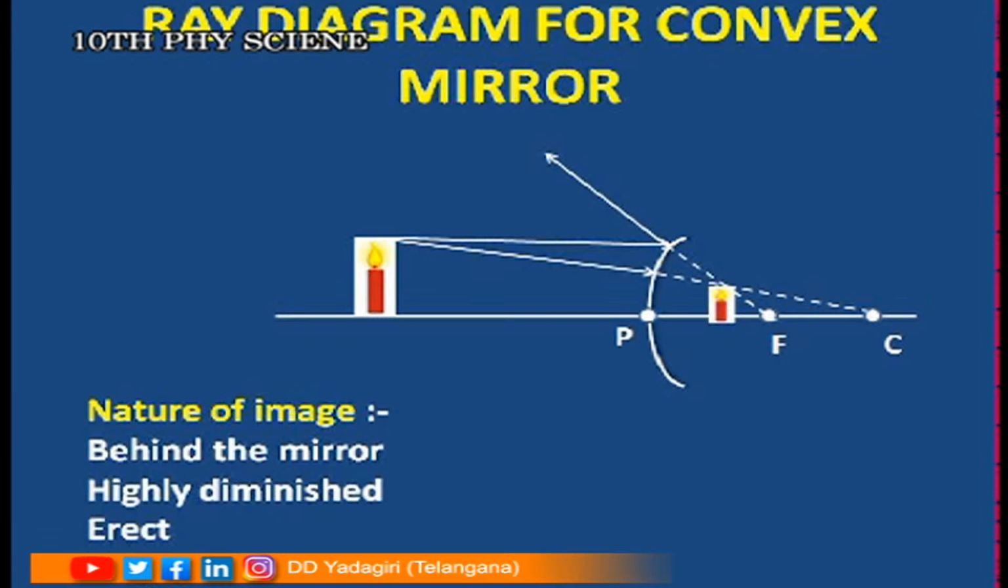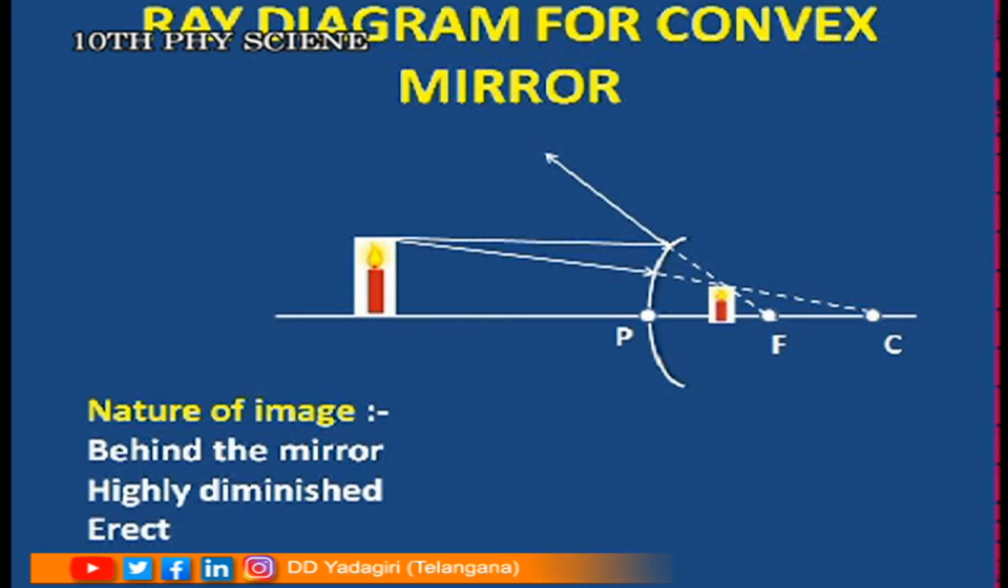The convex mirror, principal axis, pole, focus. You can see, children, it is behind the mirror, and the center of curvature. The object is placed at any position. A ray parallel to the principal axis is reflected such that it appears to be coming through the focus. Next, a ray which appears to be going towards the center of curvature retraces its path.